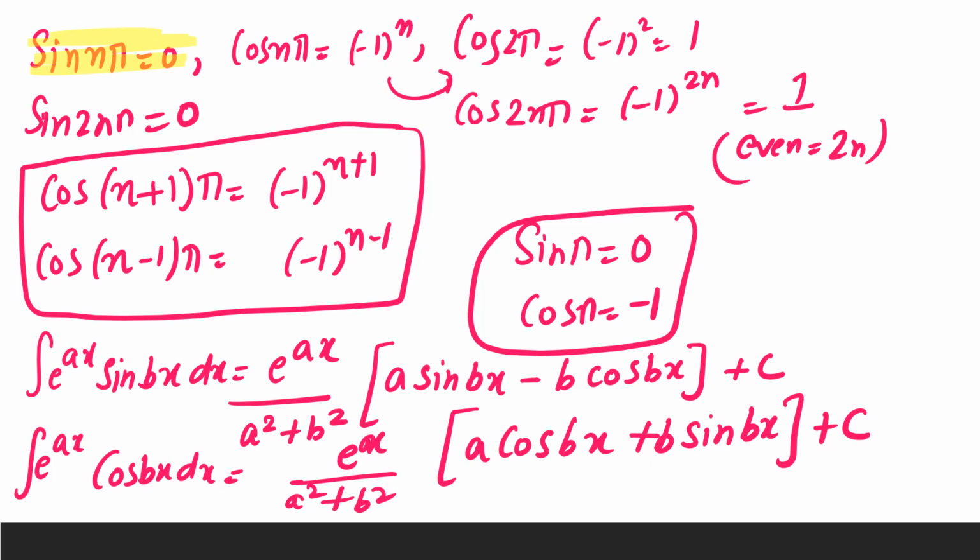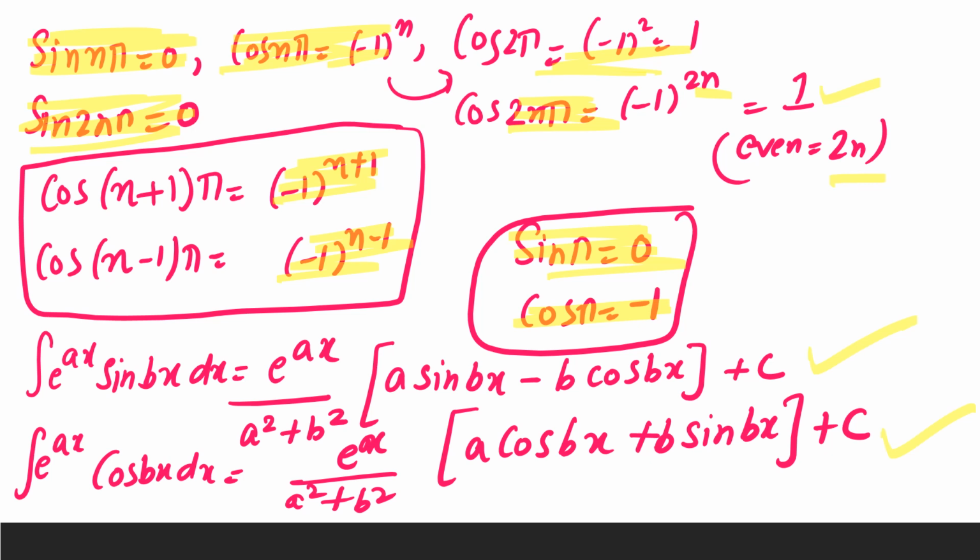These are some values that you should keep in your mind while solving your sums. Sin n pi is 0, sin 2n pi is 0, cos n pi is (minus 1)^n, cos 2 pi is (minus 1)^2, that is 1, cos 2n pi is (minus 1)^2n. You know that 2n will be an even term, so minus 1 to it will be exactly 1. Cos (n plus 1) pi is (minus 1)^(n plus 1), cos (n minus 1) pi is (minus 1)^(n minus 1). Sin pi is 0, cos pi is minus 1.